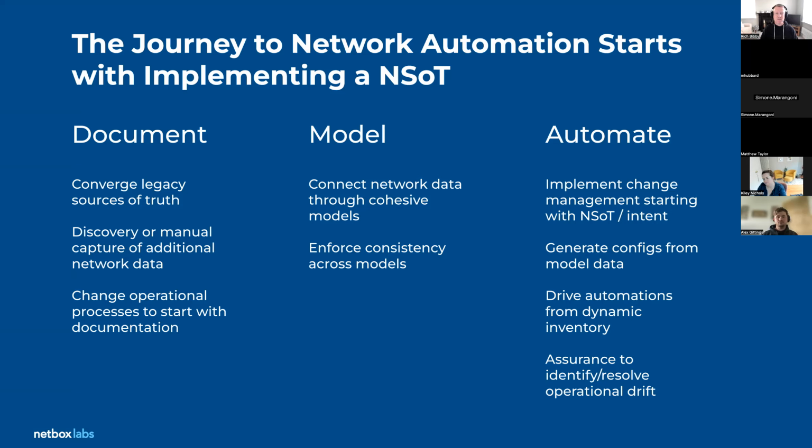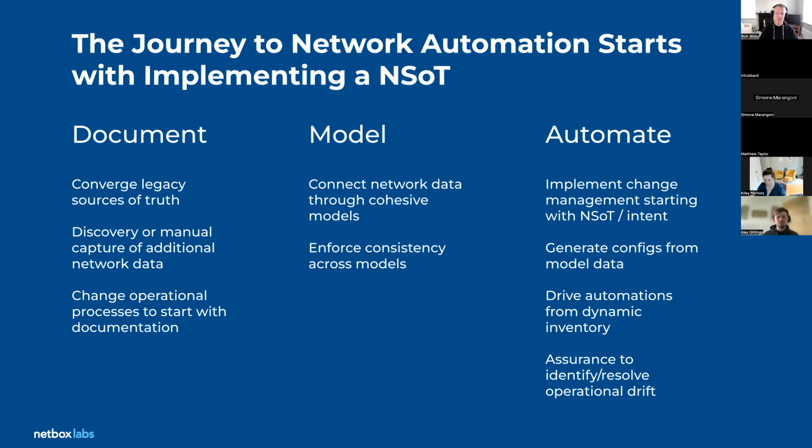So the next stage from documenting a network is to model it in NetBox, which really enforces the consistency of the data within NetBox. So you're making use of the strict data model within NetBox. And what this gives you is the ability to automate against it as the next step. So we see people that are further down the road in their network automation journey. Everything starts with NetBox. If they're implementing a change, it starts by updating the source of truth, which is NetBox. They're then generating their device configurations from the data that's in NetBox.